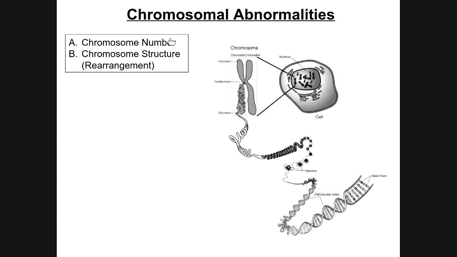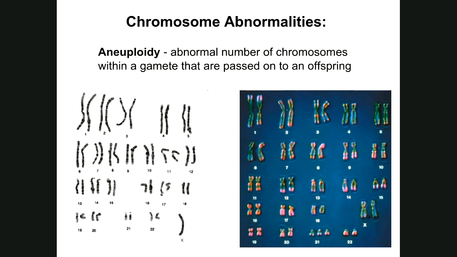So starting with A, chromosome abnormalities having to do with an alteration of chromosome numbers inherited by the offspring. This is called aneuploidy. The way I define it, this is when an abnormal number of chromosomes within a gamete is passed on to an offspring. Look at these two karyotypes here. If you look at these two karyotypes closely, notice down here and notice over here.